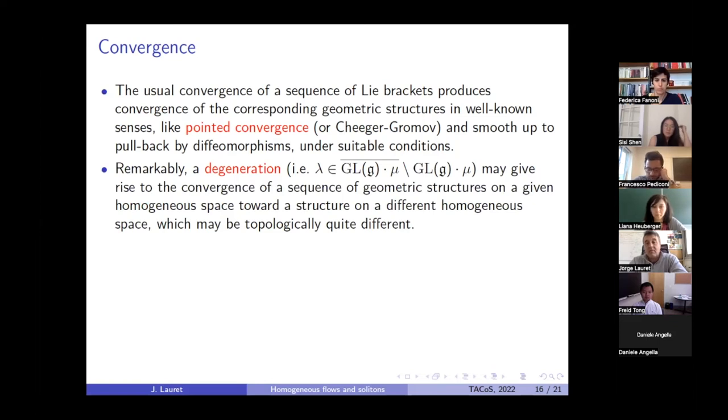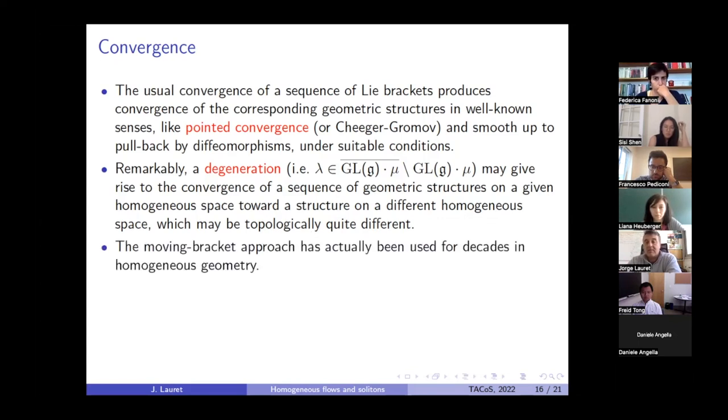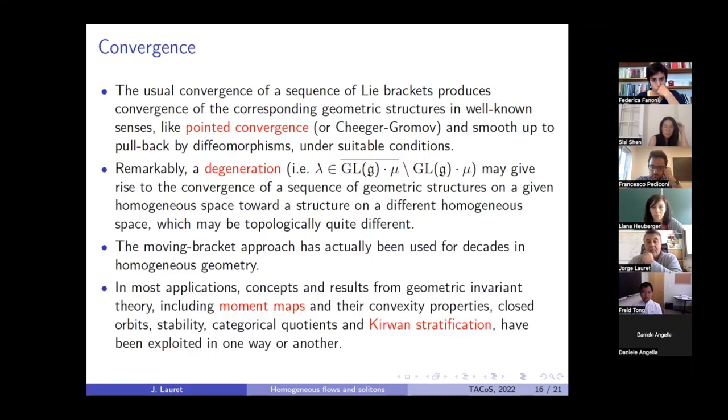You have this concept of degeneration, which is a very interesting concept in studying the variety of Lie algebras. You can have a Lie bracket in the closure of an orbit, but not in the orbit, because the orbits are not closed. And then it's like you can go with structures on one Lie group, a sequence, and in the limit get a structure in a different Lie group, and even topologically different. You can go from a compact Lie group to a nilpotent Lie group, for instance. So that gives a very, very interesting convergence. And of course, you have all these moment maps and stability in GIT, okay? Geometric invariant theory can be applied from this point of view.